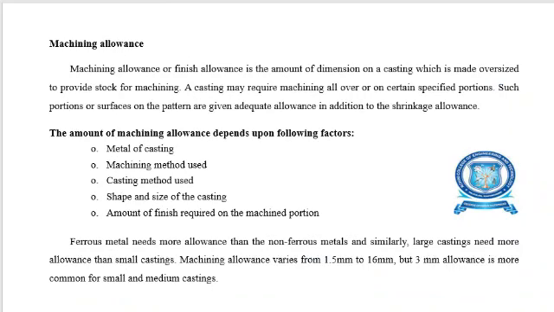Next one, machining allowance. Machining allowance or finishing allowance is the amount by which the dimension of the casting is made oversized to provide stock for machining. The casting may require machining all over or on certain specified portions. Such portions or surfaces on the pattern are given extra allowance in addition to the shrinkage allowance.